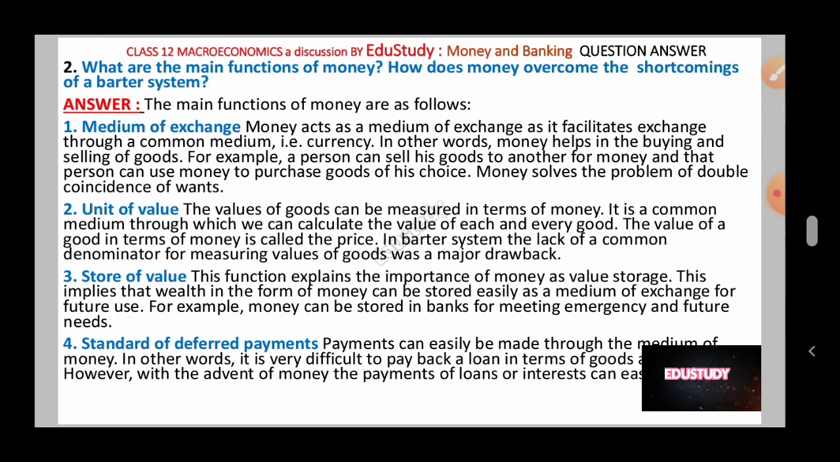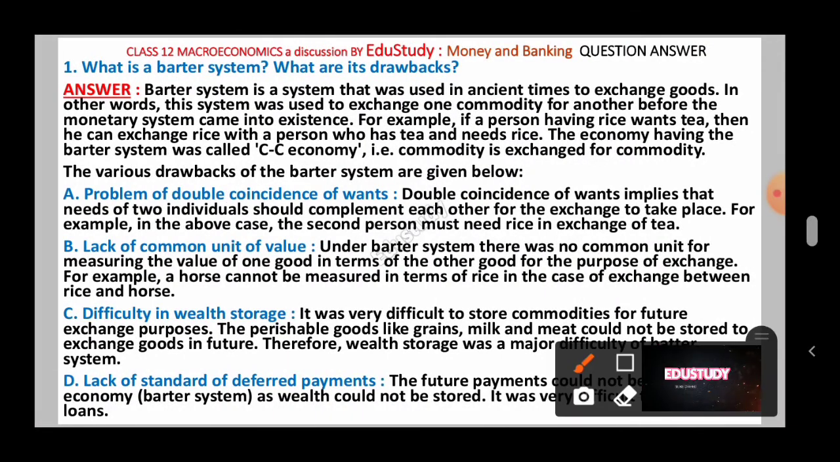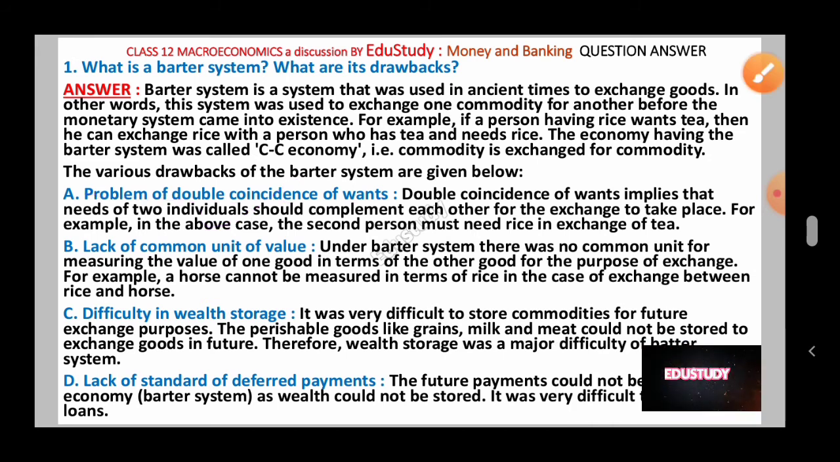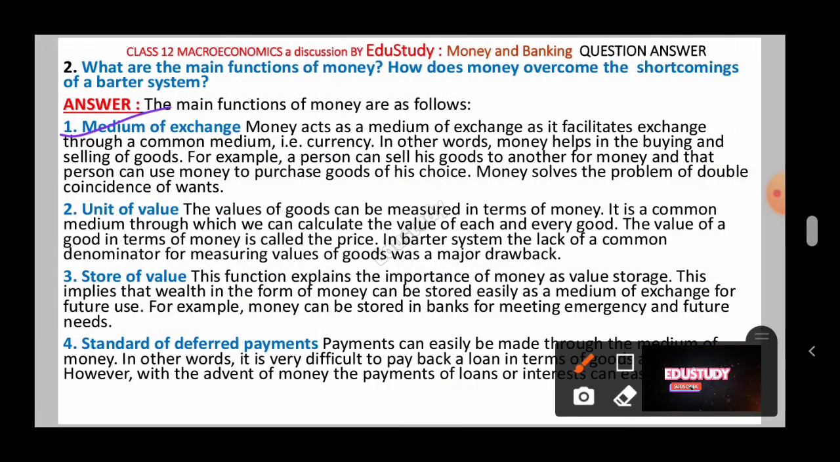That means the first drawback with the barter system, that was the problem of double coincidence of wants. So this was the problem. So this problem was solved by money being a medium of exchange. So this is important here. And second one is the unit of value. The values of goods can be measured in terms of money, that is unit of value.